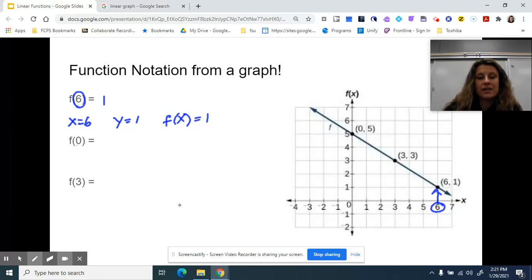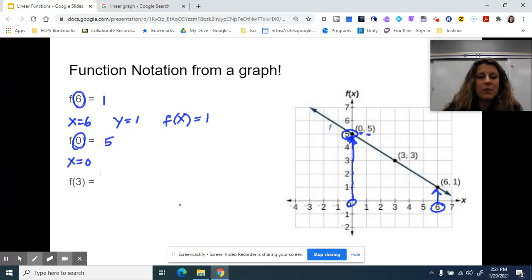Okay, the next one asks f of 0. So the input is 0, or in other words, x equals 0. Let's go to our graph. When x equals 0, we do not move left or right. We stay right in the middle. And we have to move up to get to the graph. And that y value, or the output, is 5. We can see that at the point right here. When x is 0, y is 5.